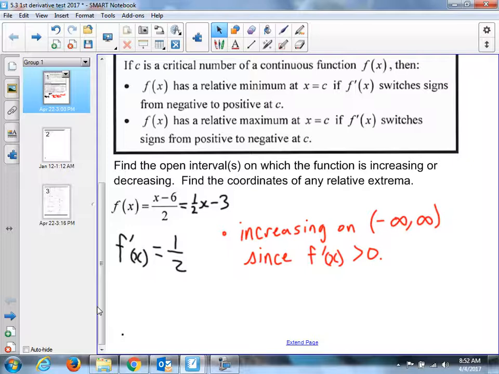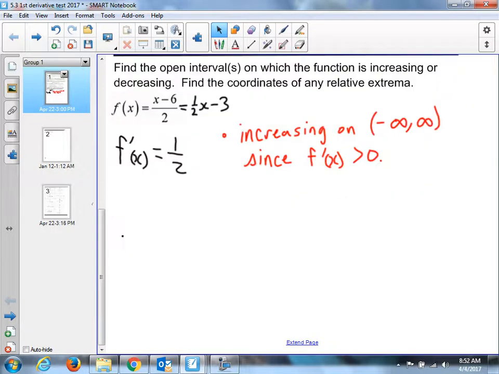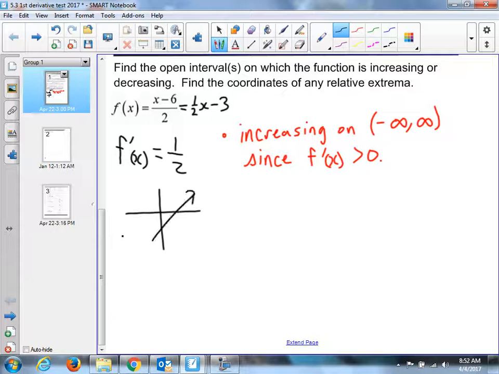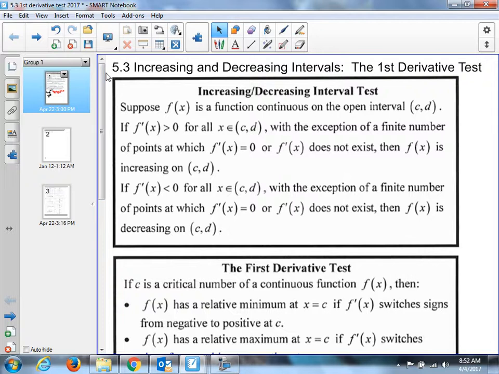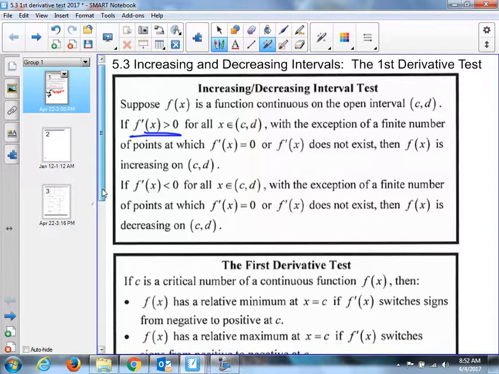Let's keep with that. Now, this graph here, and I said I'd address some things about graph shapes. This is approximately what that graph looks like. It's a straight line, increasing from left to right. You can tell this is increasing, and according to the increasing decreasing test, the derivative is greater than 0 for all values on the domain.